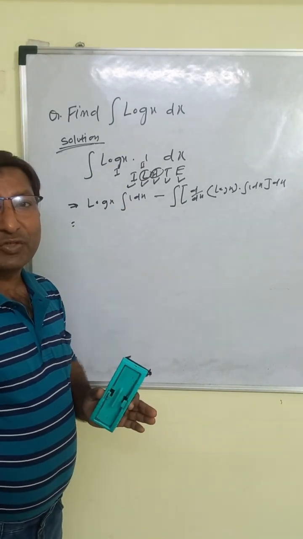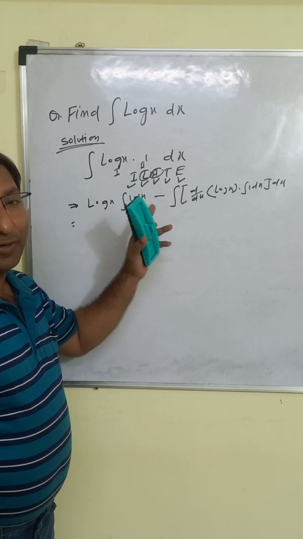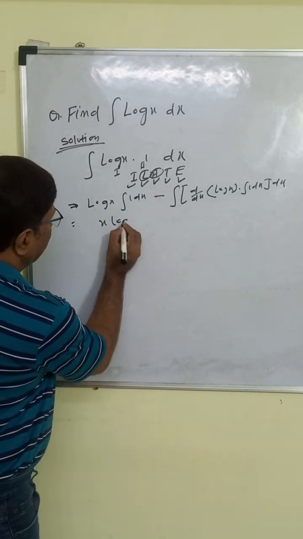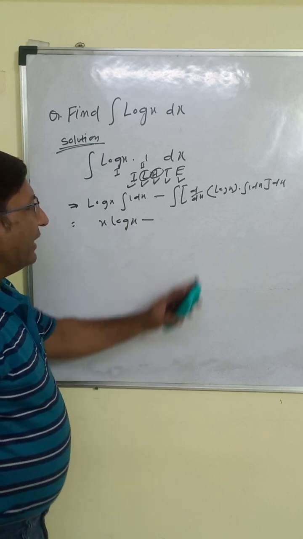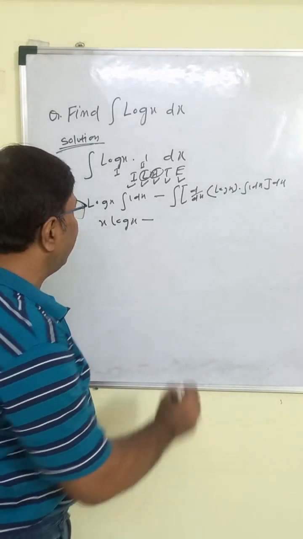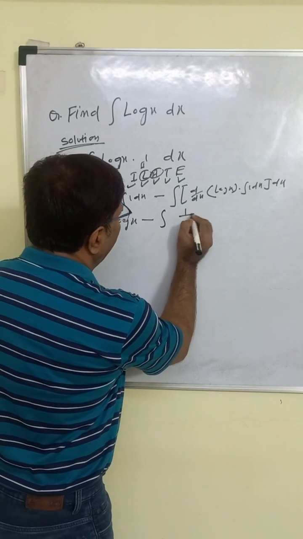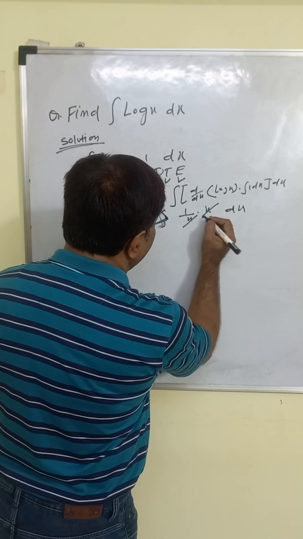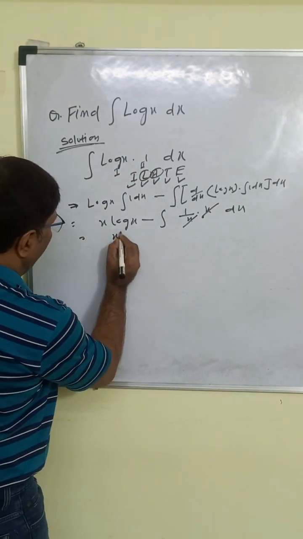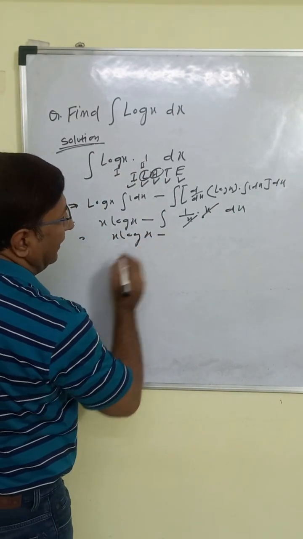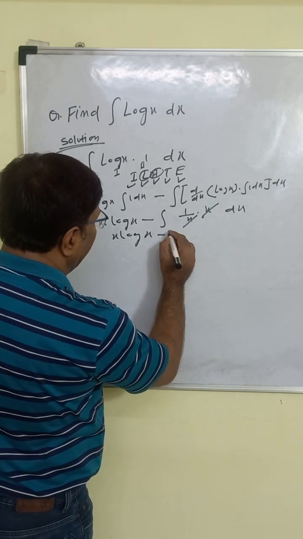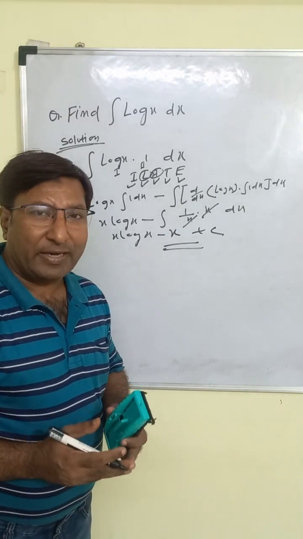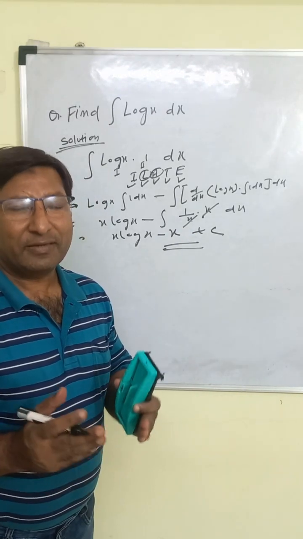Now integration of 1 dx: 1 is x to the power 0, so integration of 1 is x. So we will write x log x, and minus, derivative of log x is 1 by x, into integration of 1 dx, which is x, dx. So this x and x cancel. So we get x log x minus integration of 1 dx, which is x plus c. So our correct answer is x log x minus x plus c.